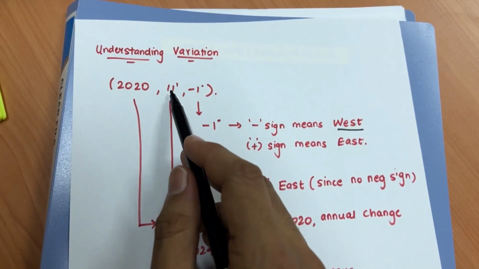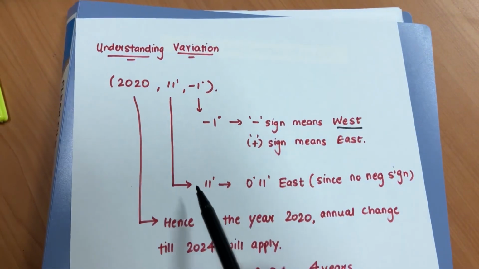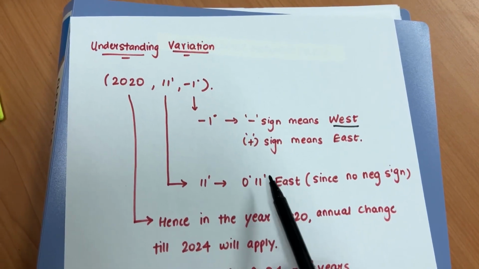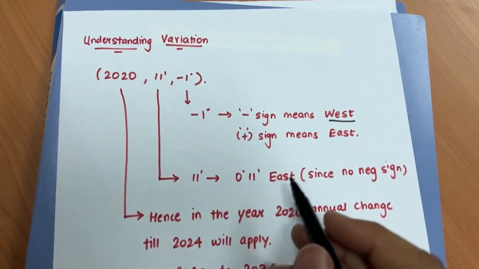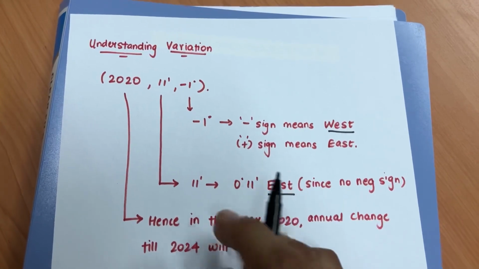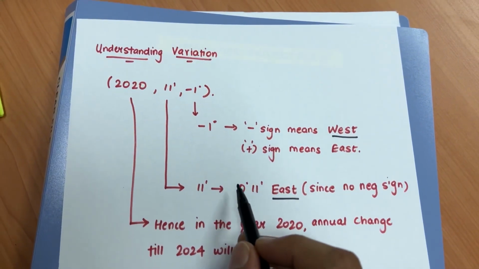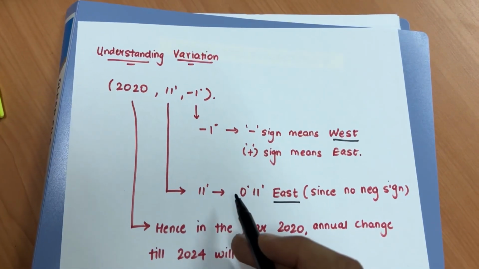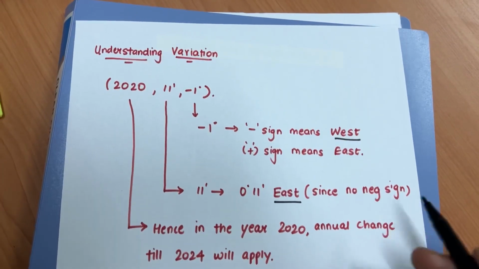Next, we're going to see this 11 minutes here. 11 minutes, that means 0 degrees and 11 minutes. Now how do we know it is east? Because there is no negative sign here. So if there was a negative sign here, then that would mean west. But since there is no negative sign, that means east.